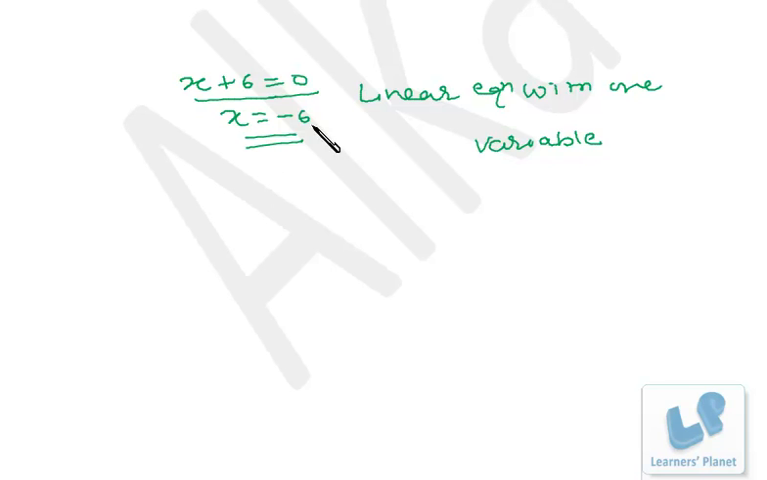Now these sort of equations will always have just one solution, right? See, x plus 6 is equal to 0, that means x is equal to minus 6. Similarly, if 3x is equal to 2, that means x is equal to 2 by 3, right?